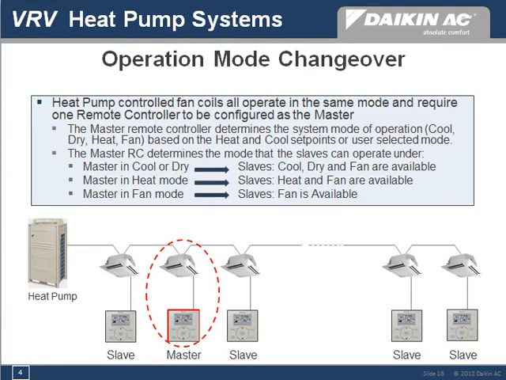In the screen that you're looking at, you'll see that there is a Daikin VRV heat pump system represented. Heat pump means that the entire system will be in heating mode at the same time or in cooling mode at the same time. All fan coils will deliver heating together or cooling together or be off.